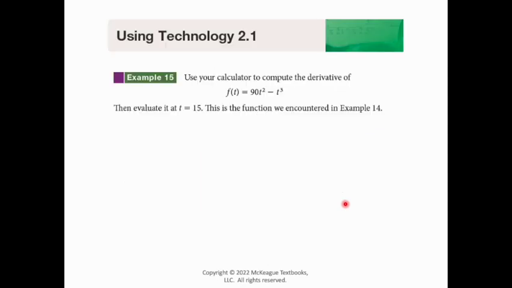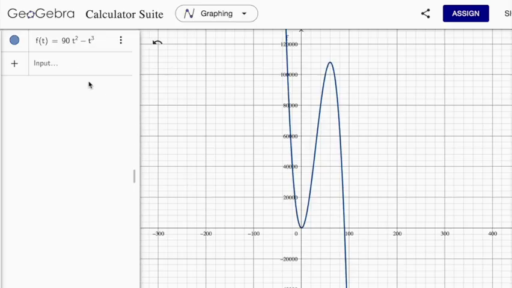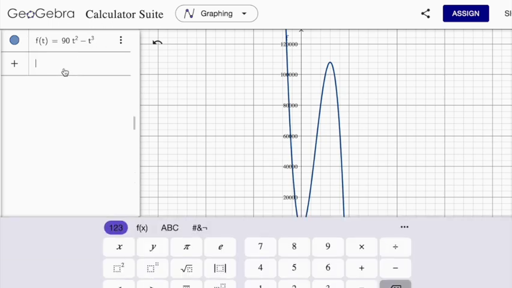Last example, I want to show you using technology, meaning we're going to use GeoGebra to calculate a derivative. So we're going to use this as our example. We're going to find the derivative of 90t squared minus t cubed. So here is GeoGebra. I've created our function and defined it here in the first input.